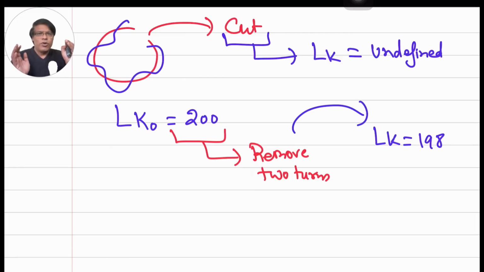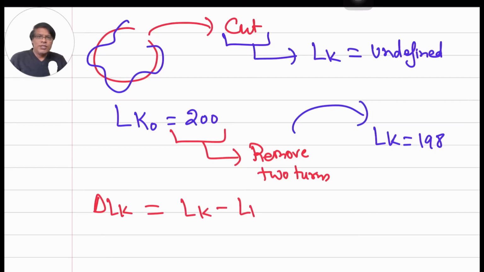Let us suppose you have a covalently closed circular DNA where the linking number is 200. And let us suppose you remove 2 turns. So you have removed the 2 turns, and now the linking number is 198. So here you can easily calculate the change in the linking number. Lk minus Lk0: 198 minus 200 is minus 2.